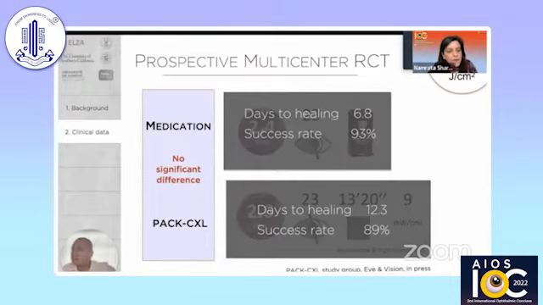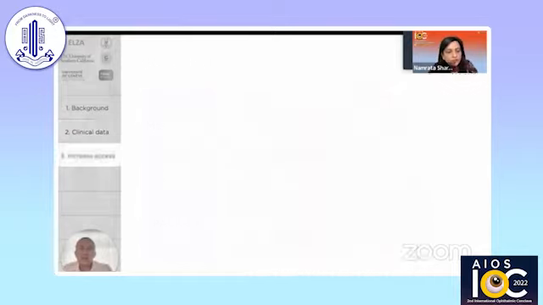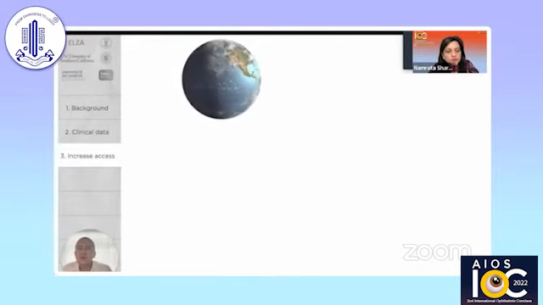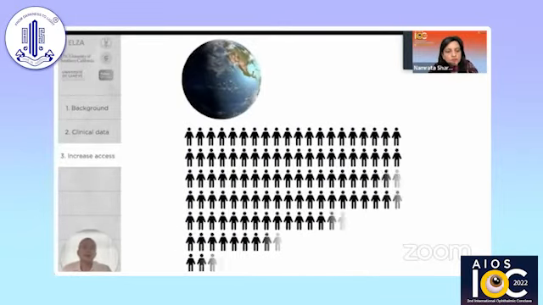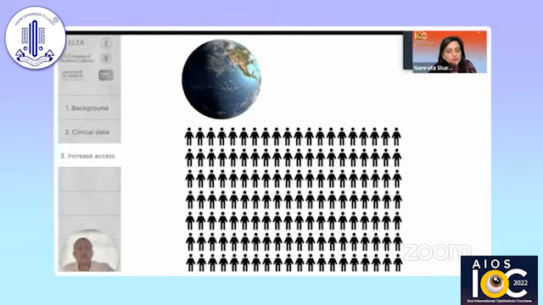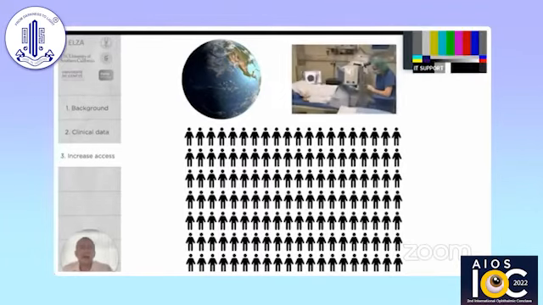What are the next steps? First of all, we need to increase access, which means we need to realize that everything I've shown you until now is only true for a certain part of the world's population, those who have access to modern ophthalmology, because we typically perform cross-linking in an operating room under sterile conditions.